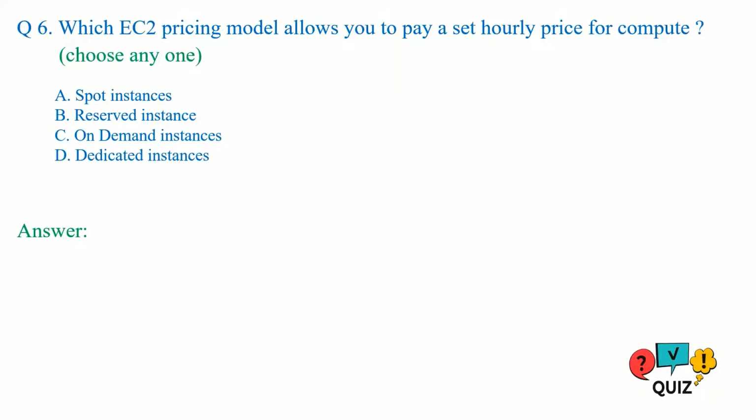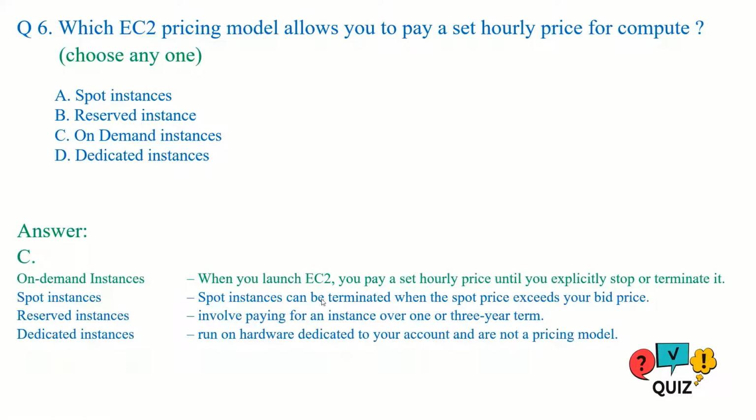The next one is which EC2 pricing model allows you to pay a set hourly price for compute? So once again, we have 4 answers to go with. One is the correct answer. Is it spot instance or on-demand instance? I'm confused between these two. Yes, the on-demand instance. So that is the correct one. So here we have the explanation as well.